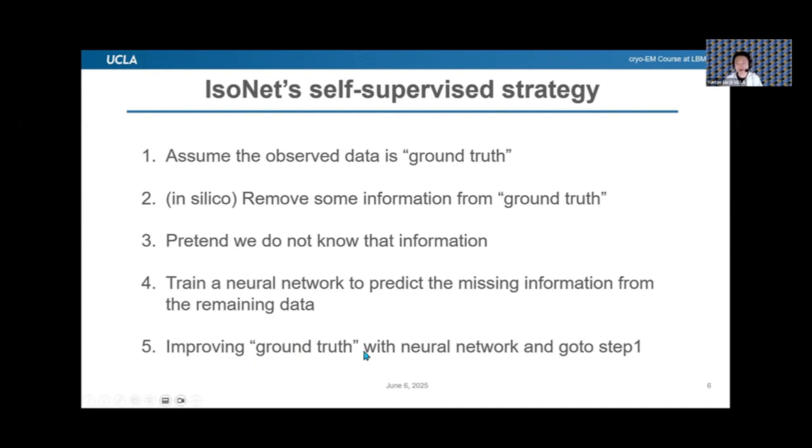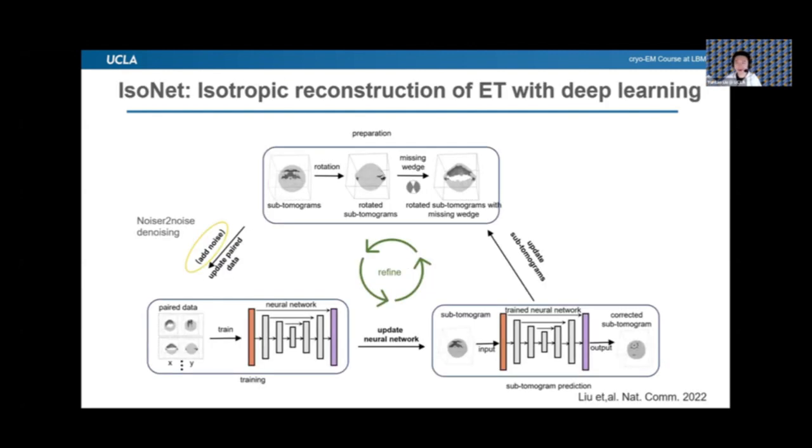The only problem is the ground truth is no longer the real ground truth, but you manipulated, this is the data you have. So after we train the network, we use the trained network to improve the ground truth. So that goes with 5 steps: assume that data is ground truth, train the network, improve the ground truth with the network, and go back to step 1. So it relies on iterative training from the data. This is how the iteration works.